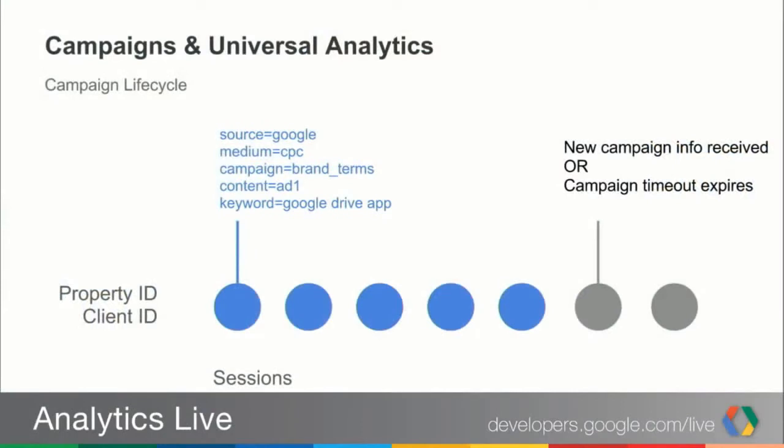You can configure at the property level how long you want campaign information to stay valid, and I'll show you in a sec how to do this. By default, it's six months. So if I clicked on an ad six months ago and I come back six months and a day later, I'll show up as direct after that point because the timeout has expired. You can change that, so I'll show you that in a sec. So when one of those things happens, that's when the campaign information stops being valid.